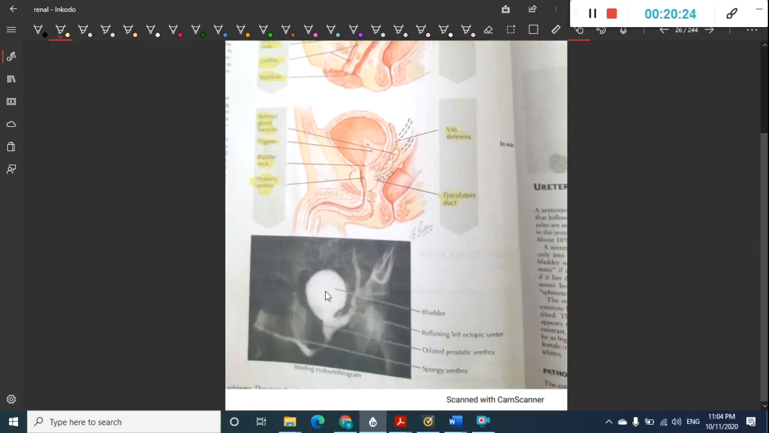See, this is the bladder, this is the ectopic ureteric orifice and it is draining. Okay, so this is the urethra. This is the picture of voiding cystoureterogram.